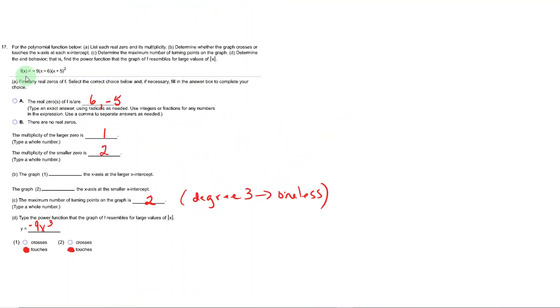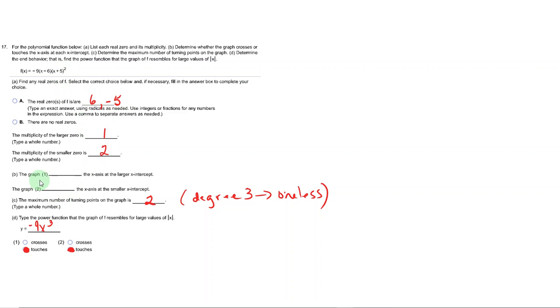On this one, we've got a polynomial function. You're supposed to A, list any real zeros of f. So these are already in factors, so x would be 6, x would be -5. The multiplicity of the larger one, so the larger one, +6, the exponent there is 1, so that's a 1. For the smaller one, which is -5, the exponent's 2, so the multiplicity is 2.